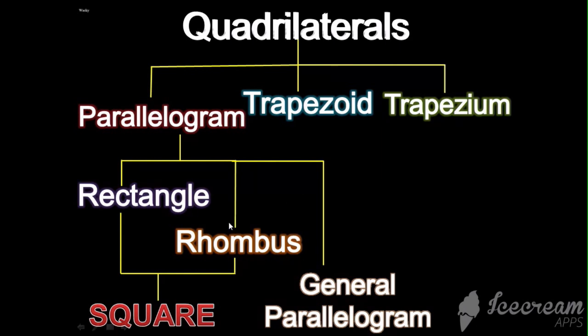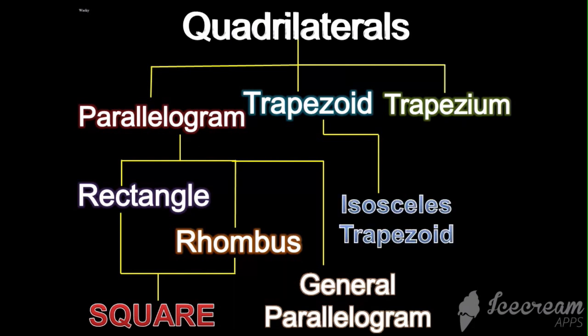Now let us recall the different types of parallelogram. We have the rectangle, the rhombus, and general parallelogram. A rectangle is a parallelogram with all angles congruent, while a rhombus is a parallelogram with all sides congruent. And we can see that a square is a rectangle and a square is a rhombus. The third kind of parallelogram is a general parallelogram, whose all sides are not congruent and all angles are not congruent.